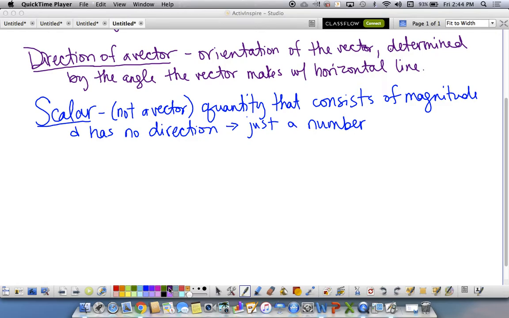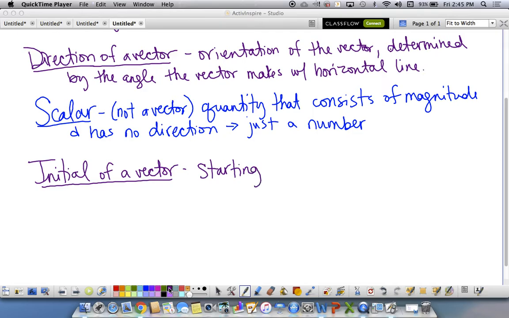So we talk about the initial point of a vector. If you have an initial of anything, your initials of your name, what are the initials of your name? They're the first letters of your name. The initial point of the vector is the starting point of the vector.